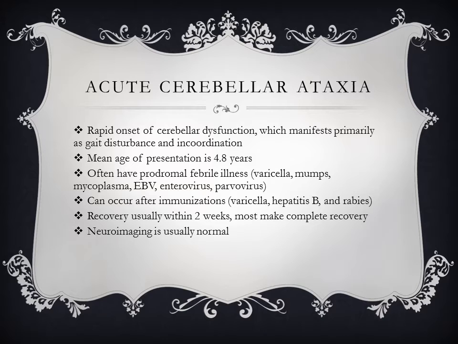They typically have a prodrome of a febrile illness, which can be caused by a variety of infectious diseases, including varicella, mumps, mycoplasma, Epstein-Barr virus, enterovirus, or parvovirus. You can also see this after immunizations, such as immunizing for varicella, hepatitis B, or rabies. Usually they recover within about 2 weeks, and most make a complete recovery. If they do get imaged, the neuroimaging is typically normal.